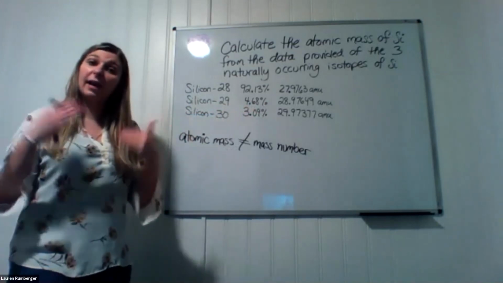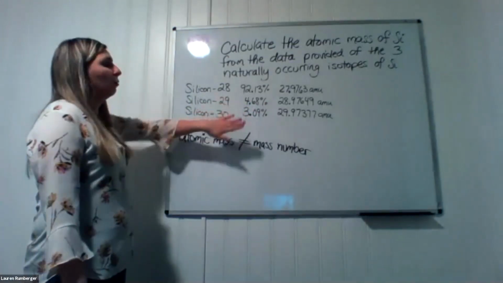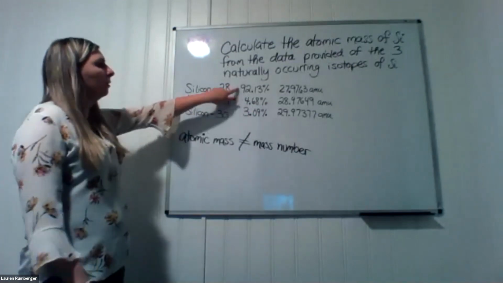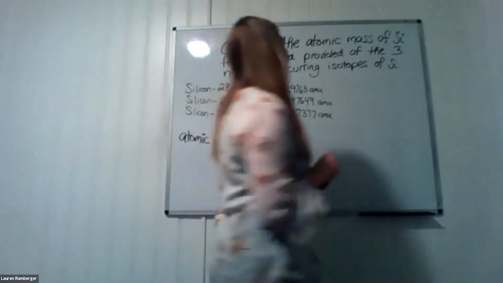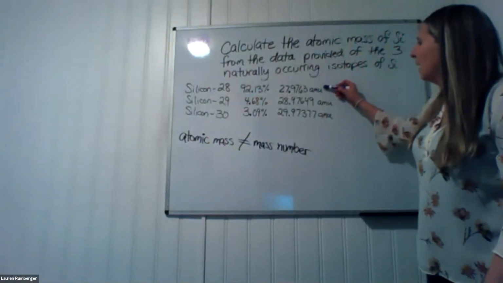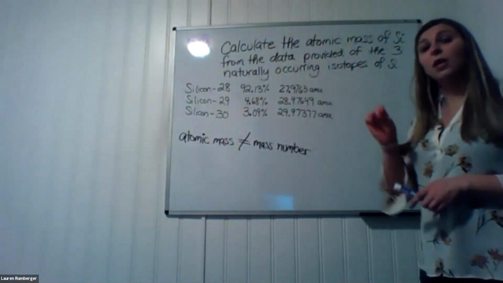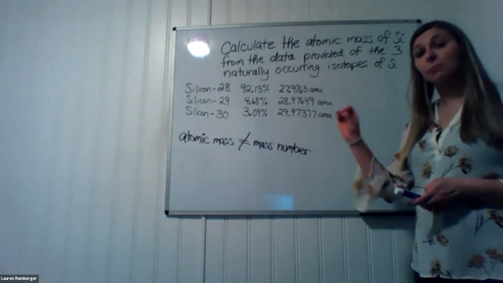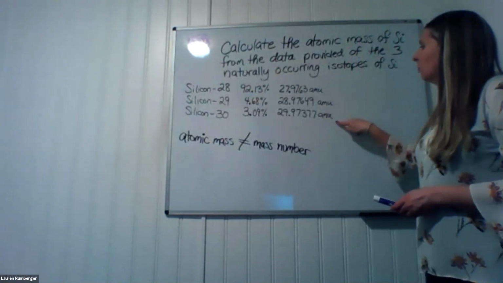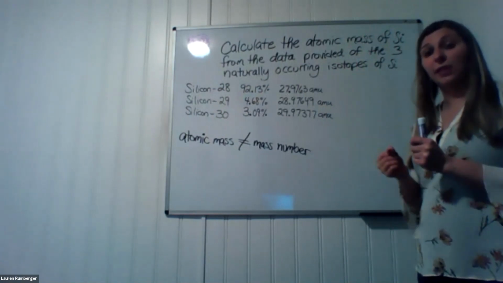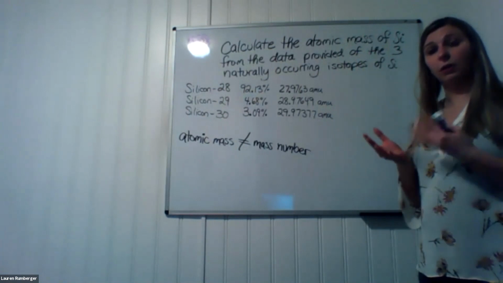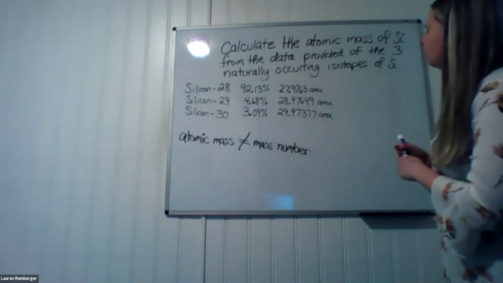So how do we take the average of these masses? We need to take into account the percentages. So the calculation that you're going to do is take the mass of each isotope and multiply it by its percent abundance, and then add them up. That will then give you your atomic mass.